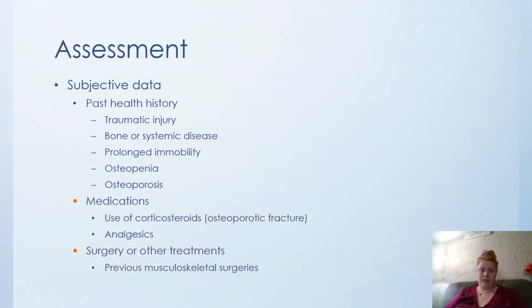So what are we going to assess in these patients? There's a few slides on this because there's a lot we're going to be looking at. We're definitely going to be looking at their past health history. Have they had injuries? Have they had any bone diseases? Have they been immobile for a while? Do they have osteopenia or osteoporosis? That increases their risk. We're going to look at their medications because the use of corticosteroids can lead to osteoporotic fractures. And some meds impair the absorption of vitamin D and calcium, which can lead to weak bones, which can lead to fracture. And then also, we're going to want to know what previous surgeries they've had.